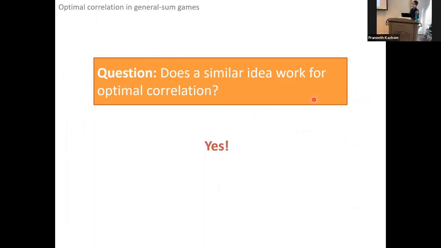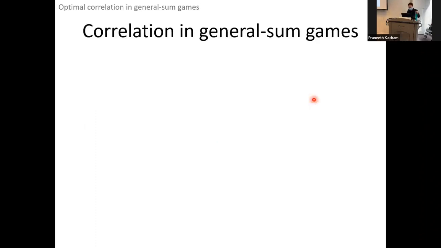So I won't have time to go through the entire proof for this section. So I'll just sketch the proof. But before I do that, I'll give you a precise formulation of what correlation is in general-sum extensive form games, which is what some of you have been waiting for quite some time. So let's get into it.